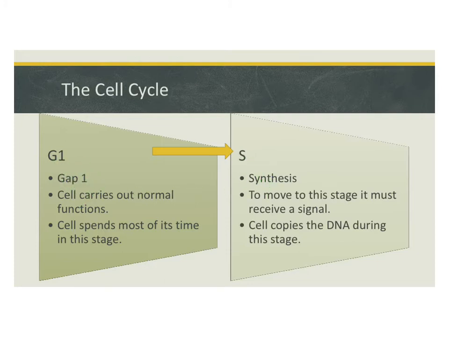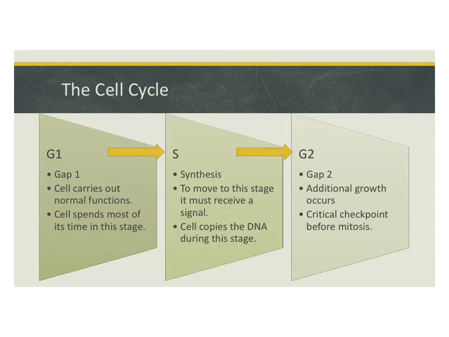S stands for synthesis. Synthesis means to make something. So in this stage of a cell's life, it will first receive a signal to enter this stage, and then during the time that it's in this stage, it's copying the DNA. Remember, the DNA is the instructions for how to make everything that the cell's doing and making. So during this time, the cell's going to make a whole copy of its DNA.